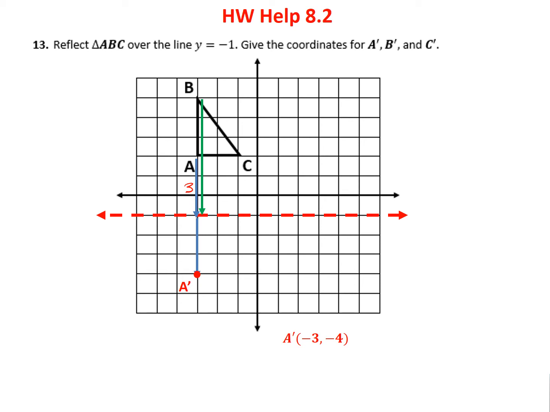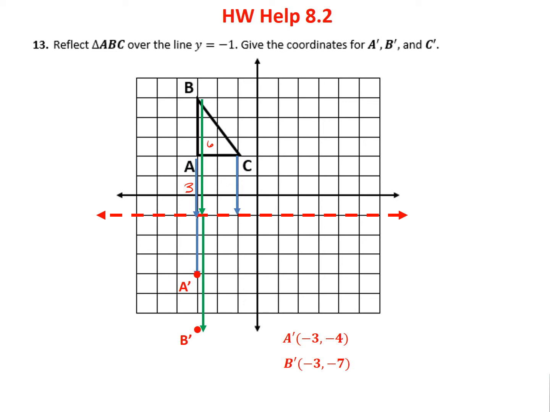So let's do the same thing for B. Notice B goes down 1, 2, 3. B goes down 6. And so if we go down 6 on the other side, it's actually going to be off this little graph, but we can still figure out where it is. And there's B prime. And notice that B prime would be at -3 as well, but it's going to be 3 more down to -7.